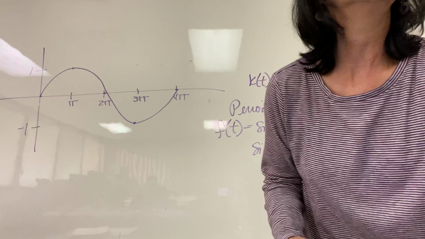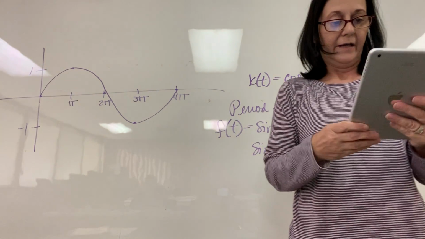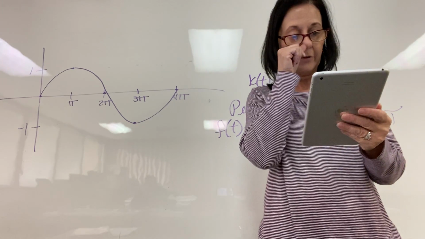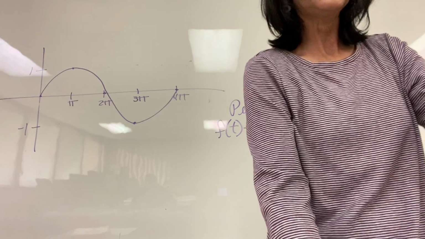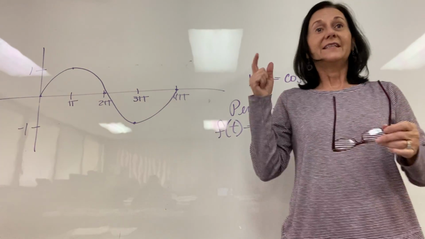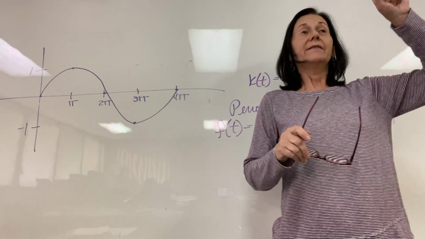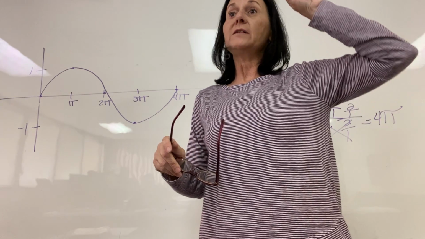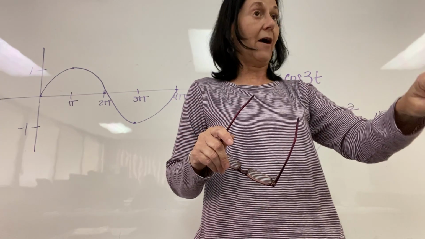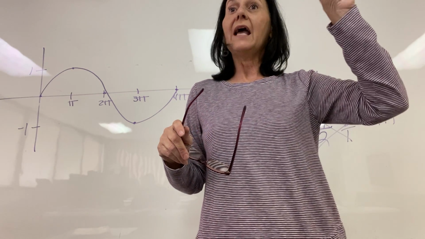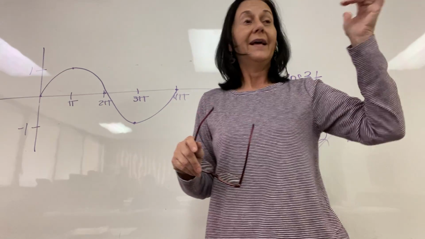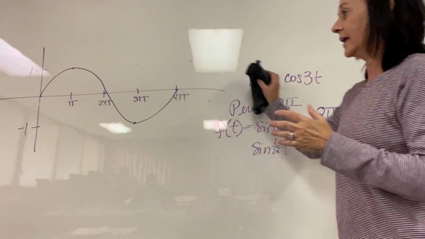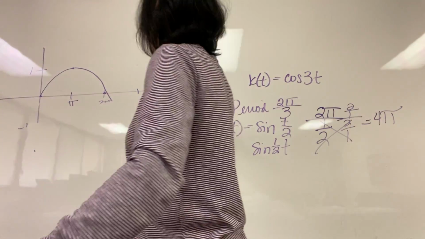Make sense? Very good. All right, look at example 2. Now, the tangent is different. You have to remember, for the sine and the cosine, to calculate the period, you're always putting 2 pi over the b value, because it takes 2 pi to complete one cycle. The tangent is different. It only takes pi to complete one cycle.